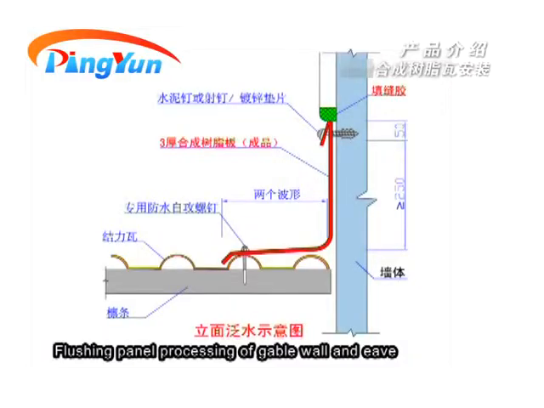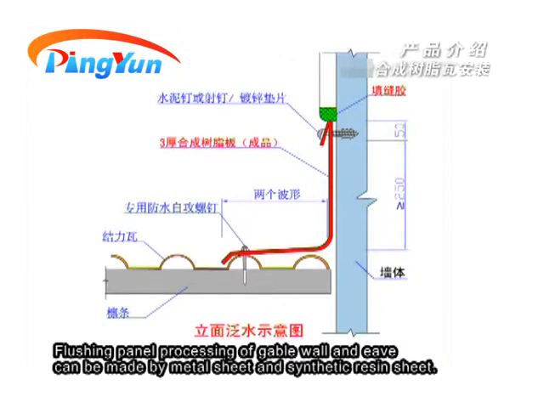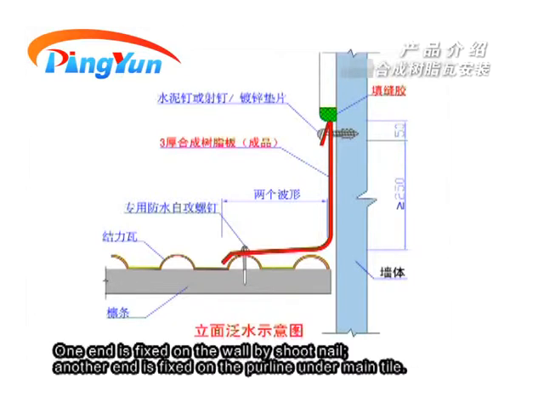Flushing panel processing of gable wall and eave. Flushing panel processing of gable wall and eave can be made by metal sheet and synthetic resin sheet. One end is fixed on the wall by shoot nail, and the other end is fixed on the purlin under main tile.